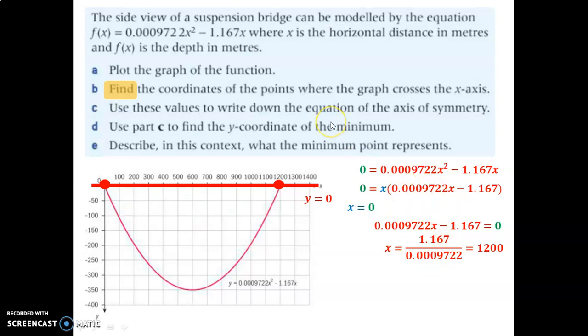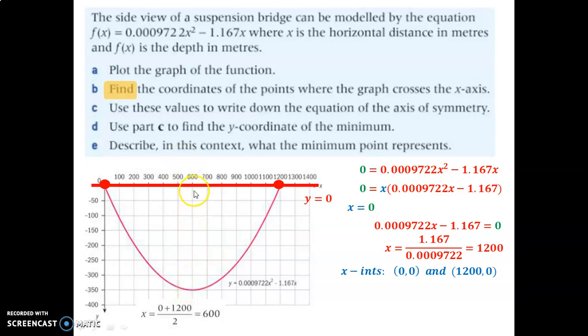Next step is to find the axis of symmetry. Of course, so I'm just going to label the two x-intercepts there. There they are. To find the axis of symmetry, remember, we take the average between the two x-intercepts. So 0 plus 1200, we add them up, divide by 2. We're finding the average, and that average is 600. We can see it's right here. That makes sense. That looks right for the axis of symmetry.